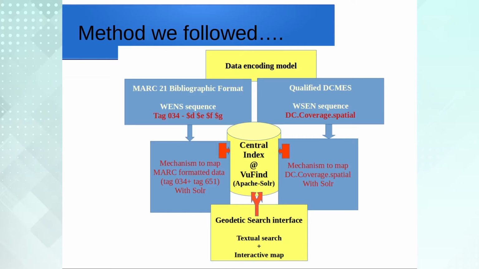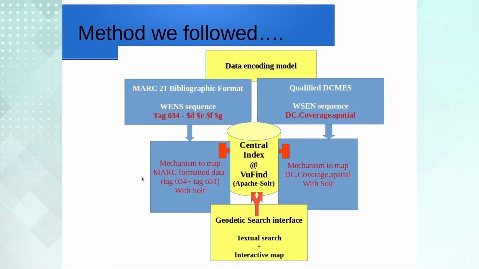dc.coverage.spatial may include longitude and latitude of a given place. Then after encoding is over, we can prepare a central index in a discovery system. What we have utilized here, ViewFind, and what retrieval engine we are using, that is a very sophisticated open source retrieval engine, Apache Solr.